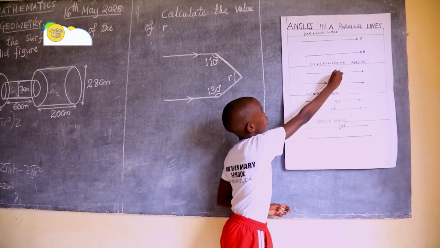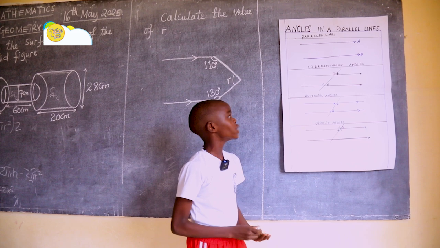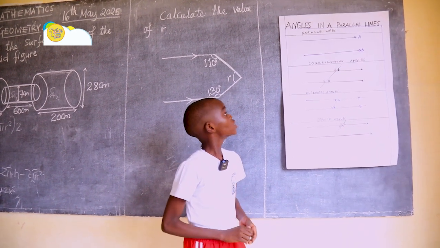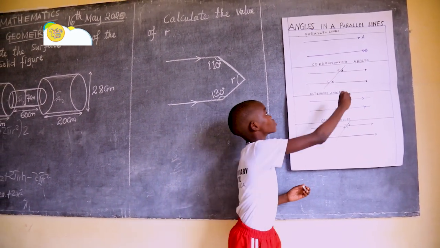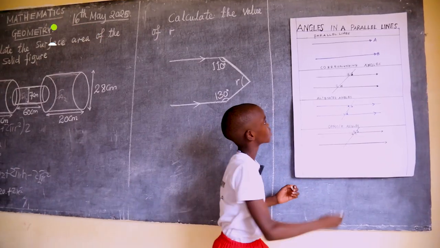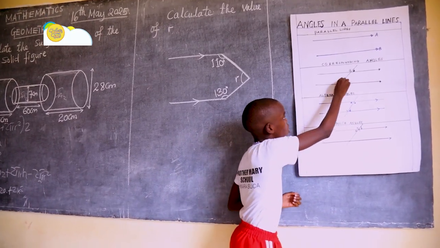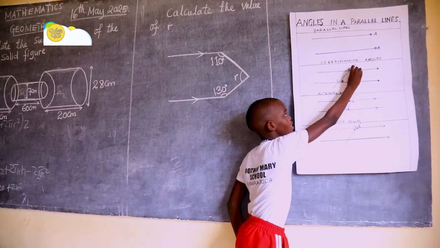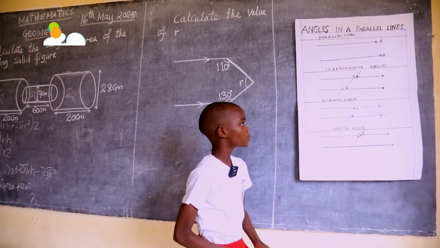First, we get corresponding angles. What are corresponding angles? Corresponding angles are equal angles which are on the same side of the transversal. For example, this angle and this angle are corresponding angles. Also, this angle and this angle are corresponding angles.